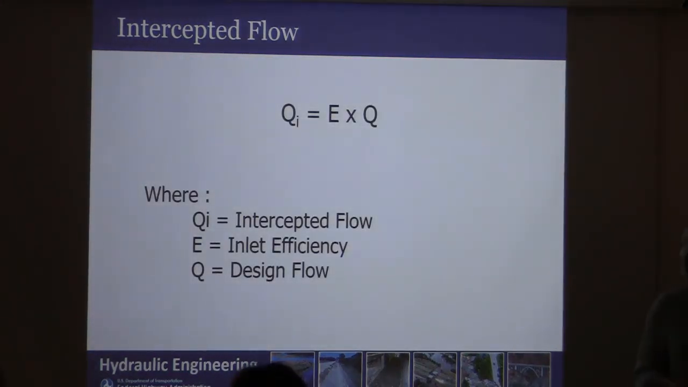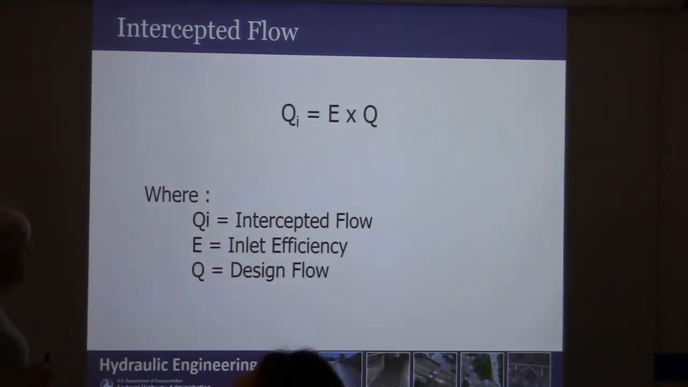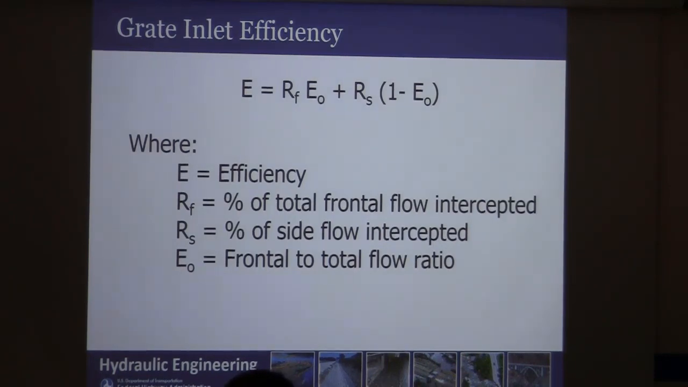So to figure out what our intercepted flow is, we can use this equation, which says the intercepted flow is equal to the inlet efficiency times our design flow. It looks pretty easy, but then we get an equation for the inlet efficiency. So the efficiency is equal to the percent of total frontal flow intercepted plus the percent of side flow intercepted times 1 minus the frontal to total flow ratio.